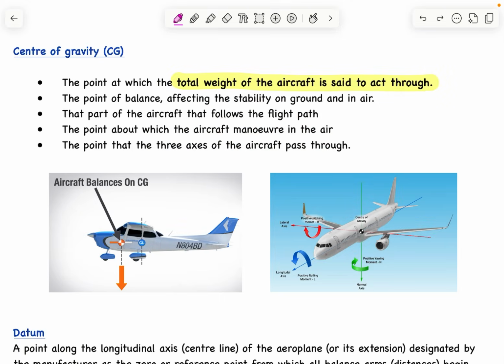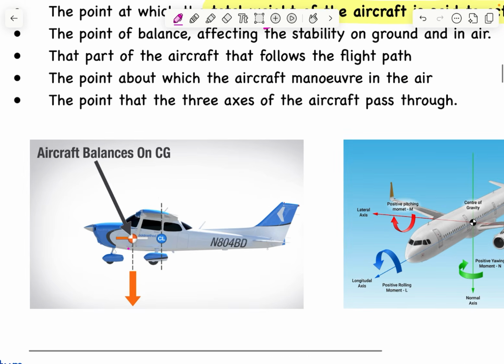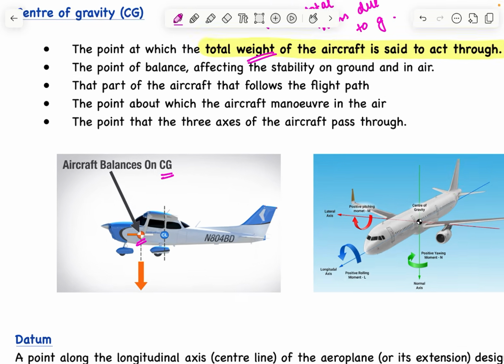Center of gravity. It is the point at which the total weight of the aircraft is said to act through. Now, what is weight? It is the force on total mass experienced due to gravity. As you can see in this picture, the total weight is supposed to act through this point. It is referred to as the center of gravity.